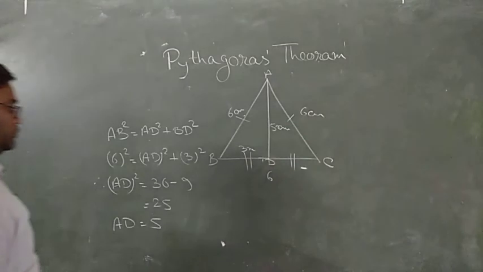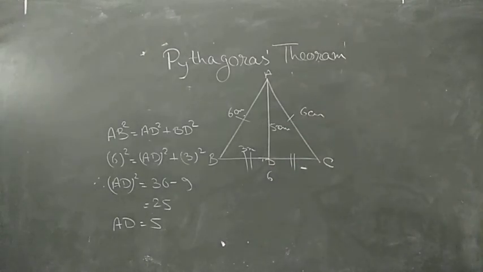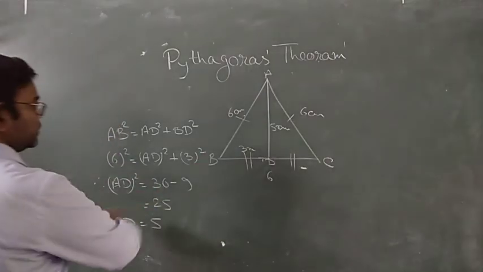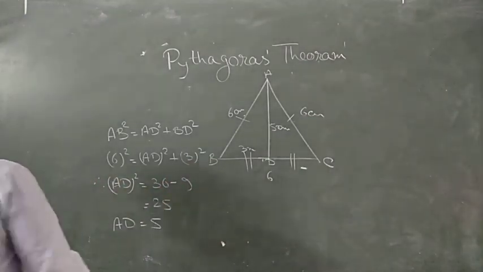Clear? Anything else? I think it's no. 6 6s are 36. It's 3 3s are 9.